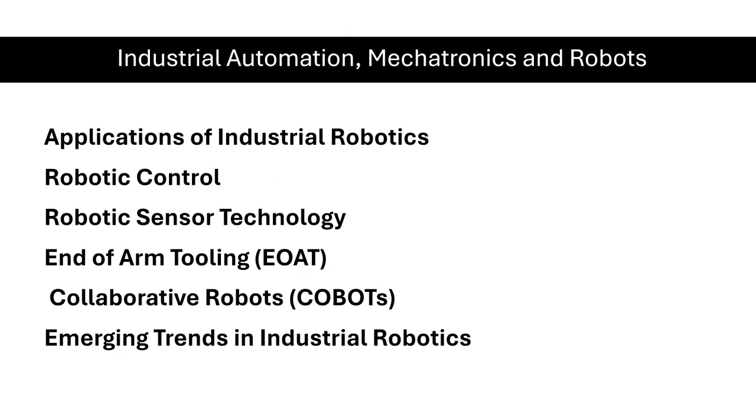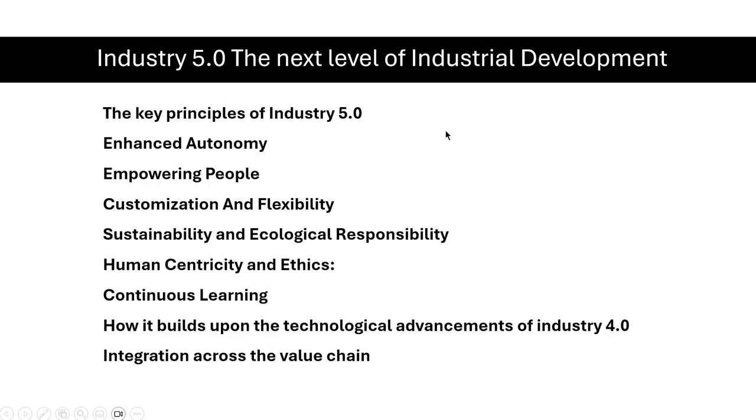Industrial automation, mechatronics, and robots will include application of industrial robotics, robotic control, robotic sensor technology, end-of-arm tooling, collaborative robots, and emerging trends in industrial robotics. The coverage of Industry 5.0 will include enhanced autonomy, empowering people, customization and flexibility, sustainability and ecological responsibility, human centricity and ethics, and continuous learning.